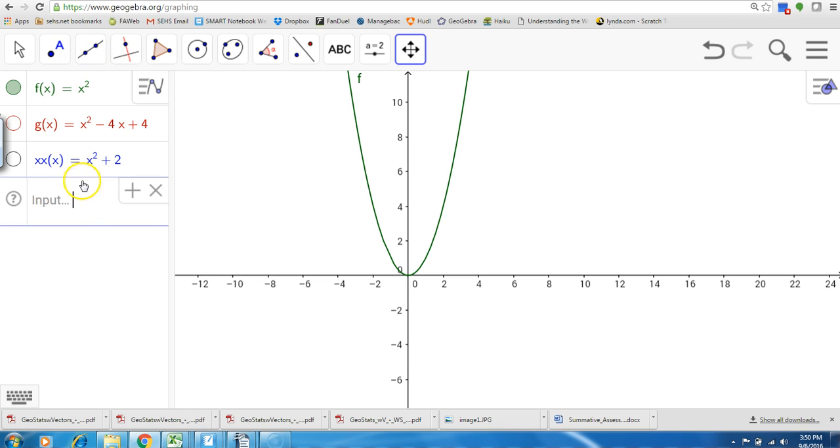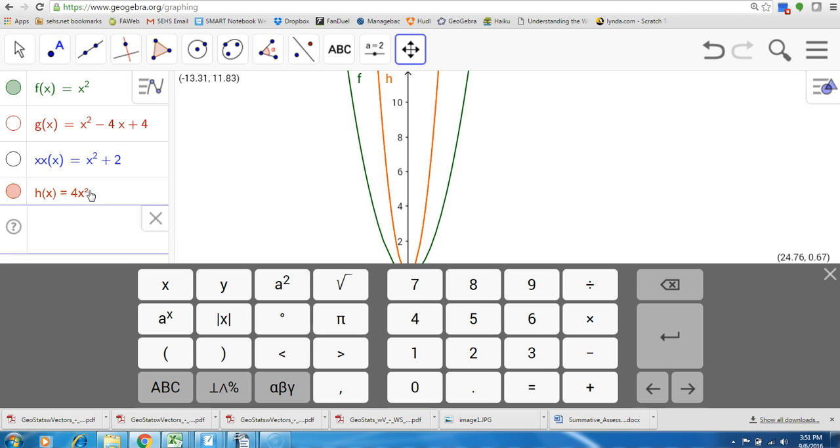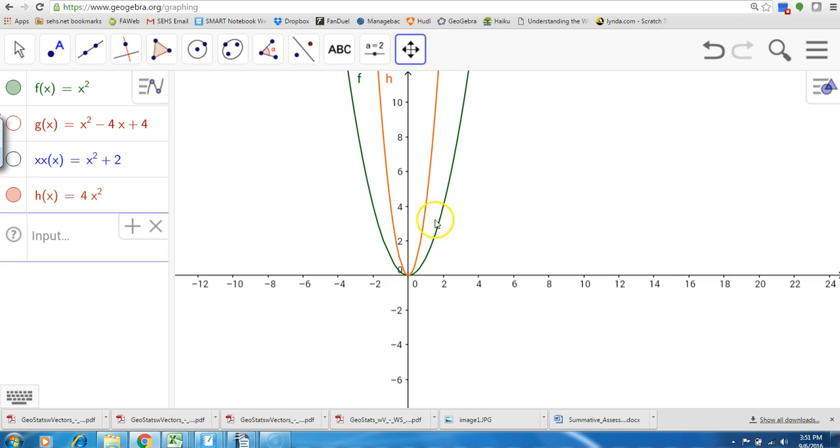Oh, where'd it go? There's 4x squared. So what we did was we essentially stretched it upward. The vertical stretch, we just stretched it upward and pulled that upward. You can see it has the same vertex. We basically made it more steep. Made these lines more steep.